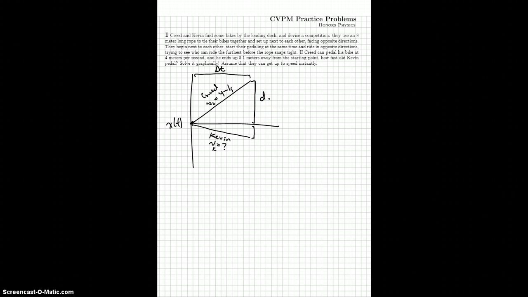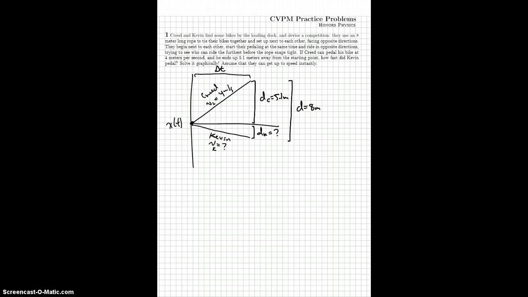So the distance that Creed travels is 5.1 meters. Distance that Kevin travels, which would be positive even though his displacement is negative, is unknown. And the total distance between them at the beginning, or at the end rather, is 8 meters.